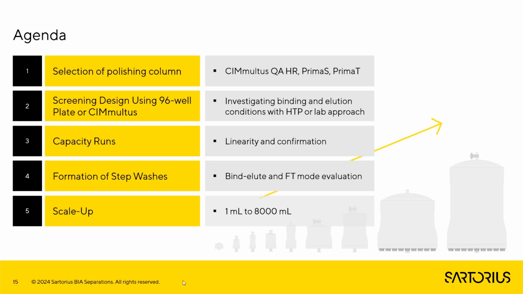We will show then on the second point of the agenda that we can do the screening using either the high throughput format or by a single column application. Then the capacity runs, so how we determine the linearity and why the confirmation is needed. After that, we will continue with the formation of step washes, so how we can design the actual run, by either bind and elute mode or the flow through mode. And finally, also wrap everything together with the scale up from our smallest unit, which is 1 ml, up to the 8,000 milliliter column, so 8-liter column.